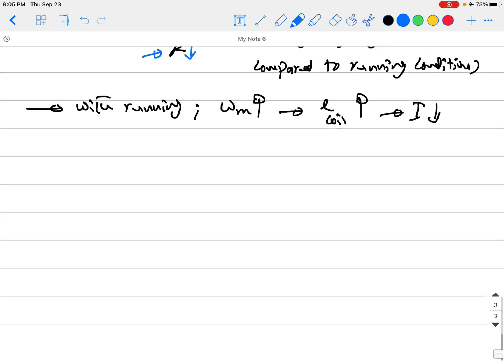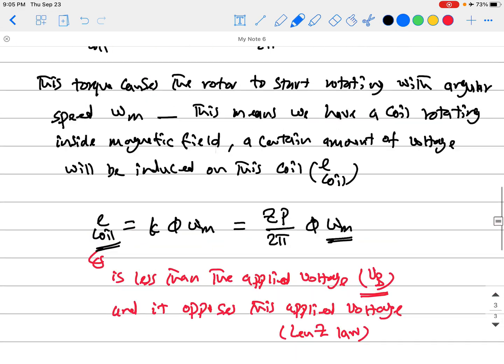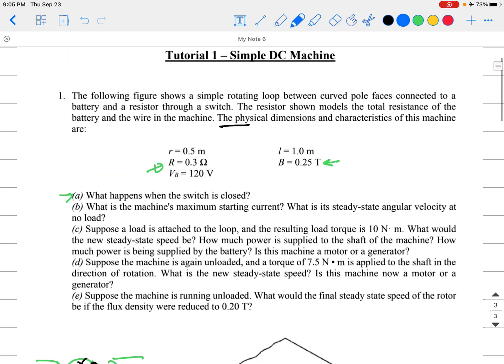Okay, guys? So he was asking us what will happen when you switch on. He's just asking you to discuss the starting operation of the machine. What will happen when you push the button and let the machine start? I hope you understand this. Okay, that was number A.